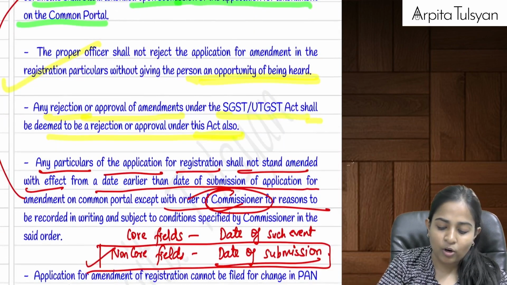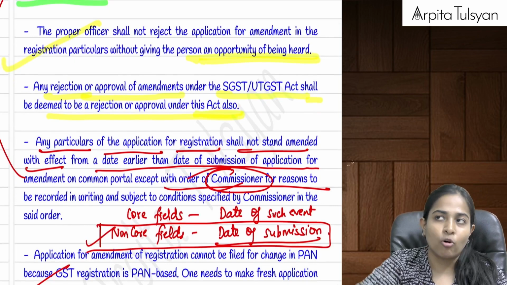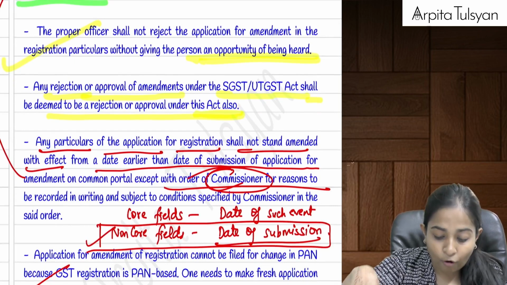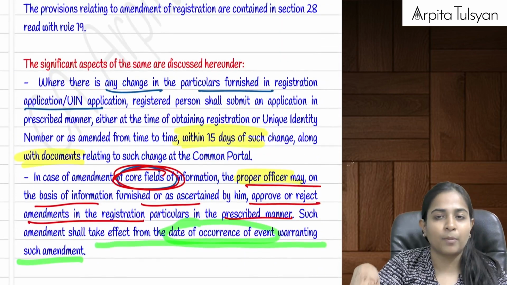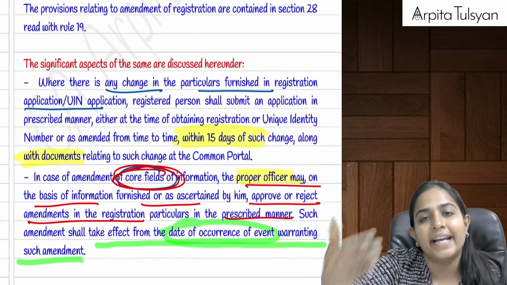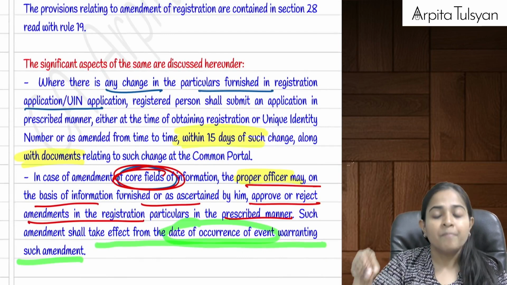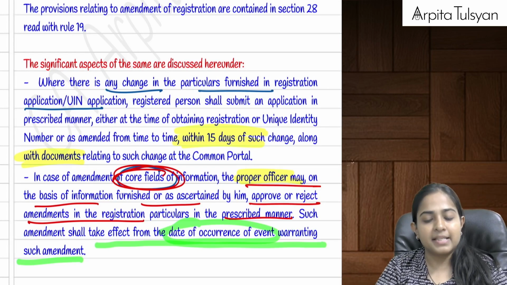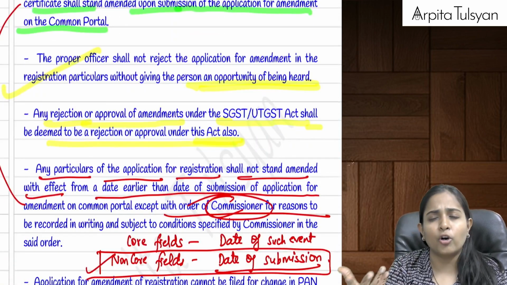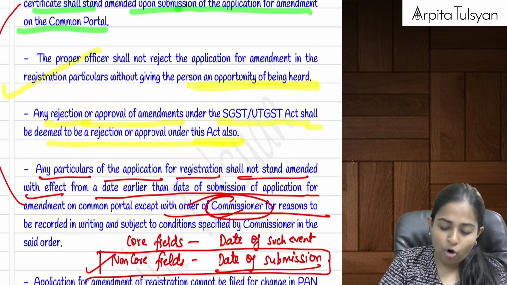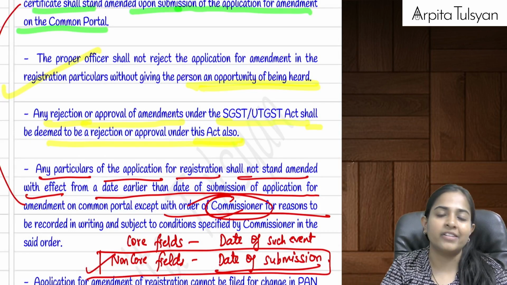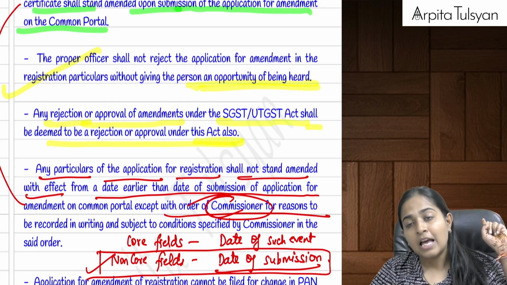Whenever there is a core field change, you will have to go and submit your details on the GST common portal within a time period of 15 days from the date of such change, and within the next 15 days the proper officer will check and be satisfied whether your amendments are proper or the supporting documents are proper or not. In case of core fields, the changes take place from the date of such event.